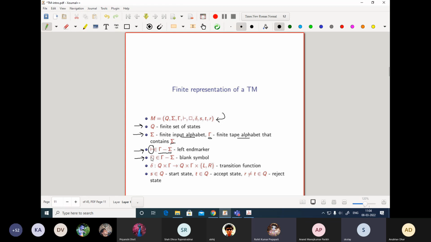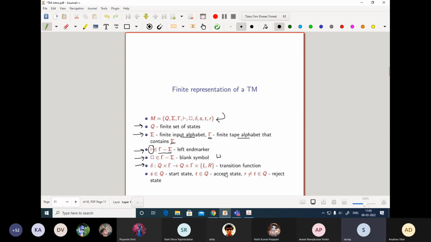We also have a blank symbol. You denote it either by this box or by this symbol. This just means that if a cell contains this, then in that particular cell there is no non-trivial symbol. You can think of a blank symbol as a trivial symbol, and everything else in gamma is a non-trivial symbol.